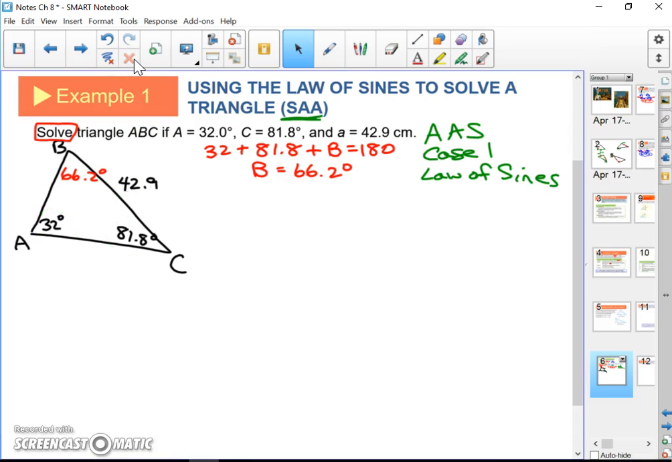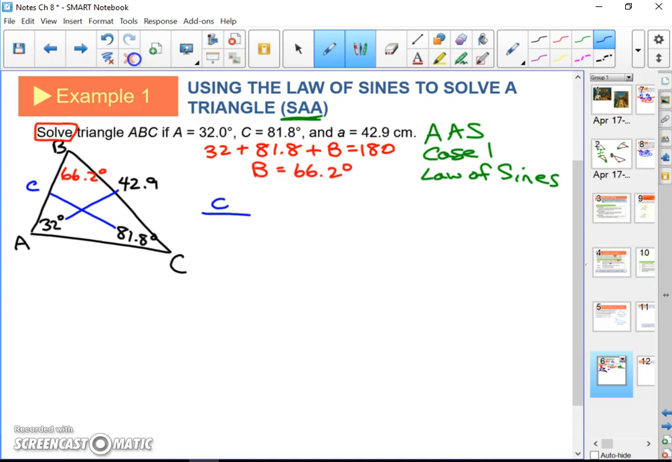Anyway, I've got that first angle. That was pretty easy. Coming up with the other 2 sides, though, is where I'm going to have to use that law of sines. So I would want to use these 2, and then, let's say I want to find side c, I would use that 81.8. So let's find side c first.